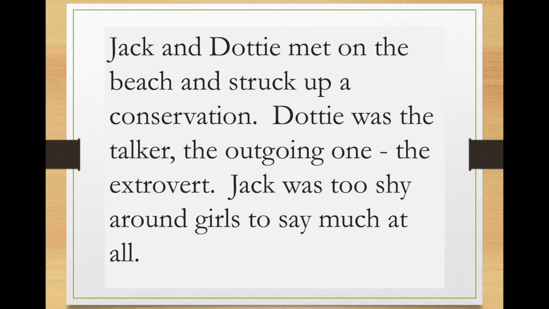Jack and Dottie met on the beach and struck up a conversation. Dottie was the talker, the outgoing one, the extrovert. Jack was too shy around girls to say much at all. So if we were reading this book about Dottie and Jack, there would be no debate. There would be no, oh, well, who's the talker? No, I think Jack could be the talker, actually. No, he can't. It's right there, second sentence. Dottie's the outgoing one. Dottie's the extrovert.